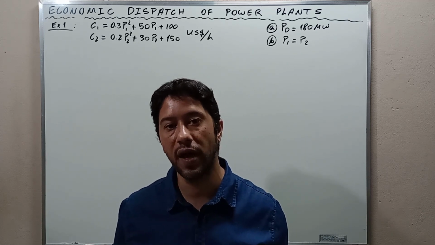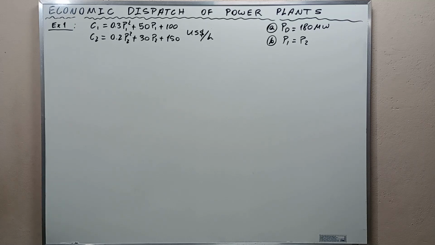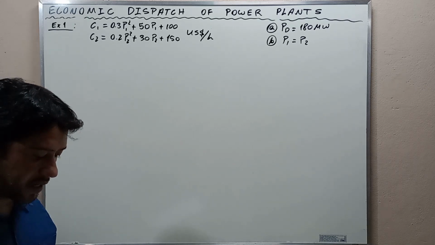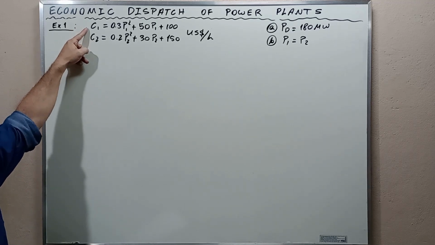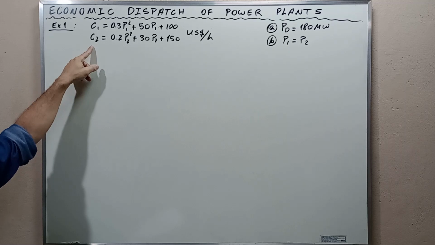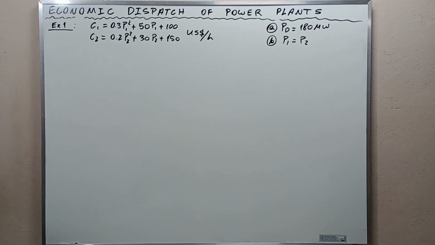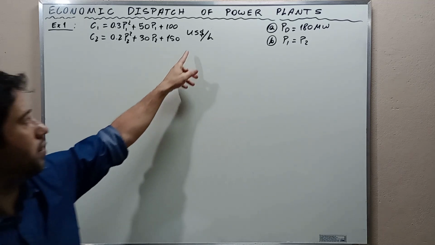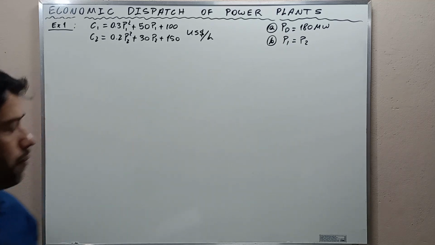Now let's begin with the exercises. Exercise 1 says, consider a power plant having 2 operating units. Their operating costs are given by the following cost functions. C1 is this in terms of the output power, and C2 is this in terms of the output power. And the cost functions are given in dollars per hour.